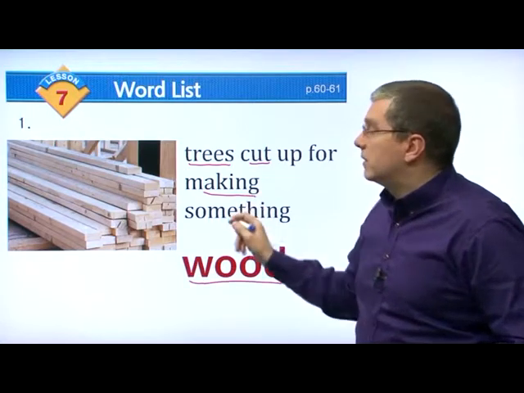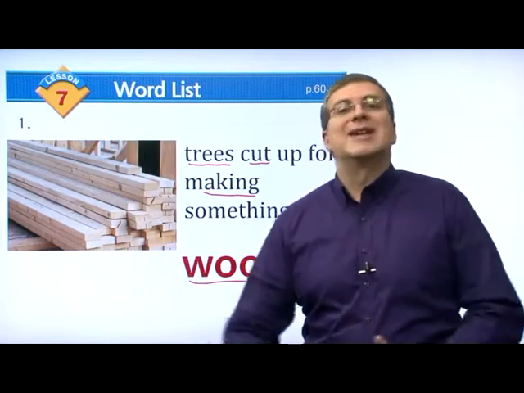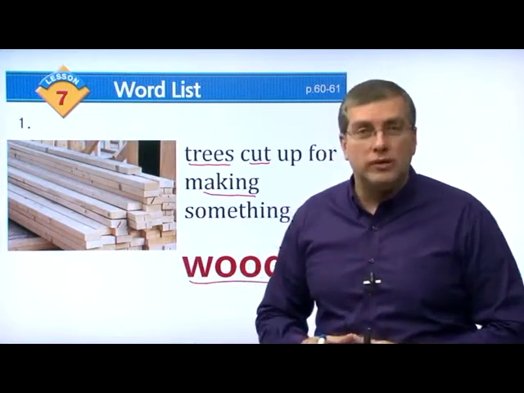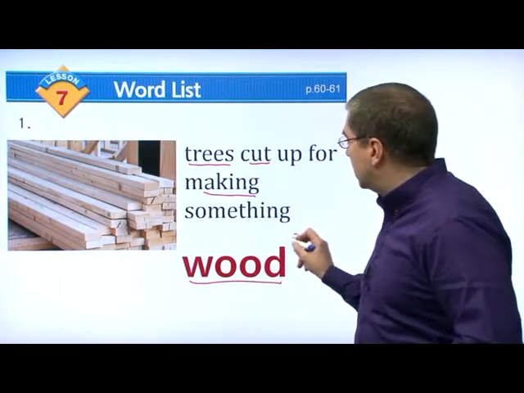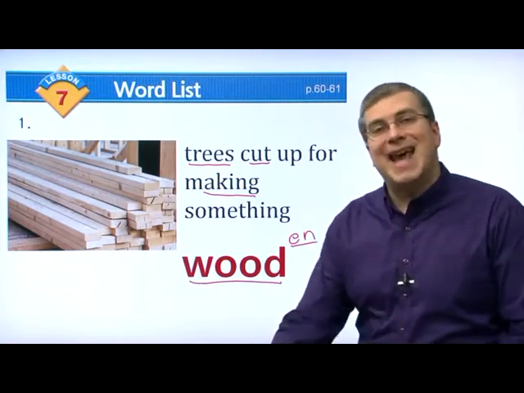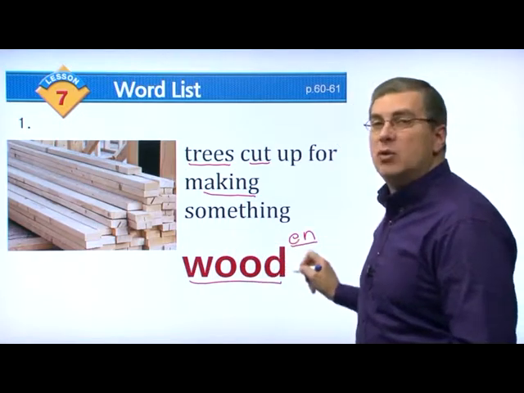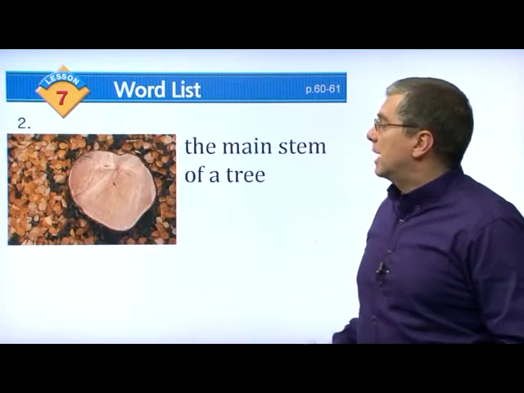We use wood to make other things like houses, furniture, desk, chair, toys. You can have toys made out of wood. These things are wooden, right? A wooden chair, a wooden desk, a wooden toy. Things made out of wood. Wood. Okay, what's our next word?